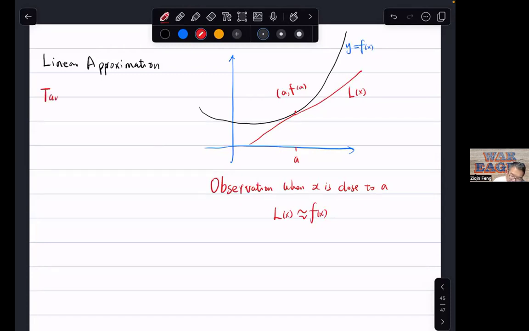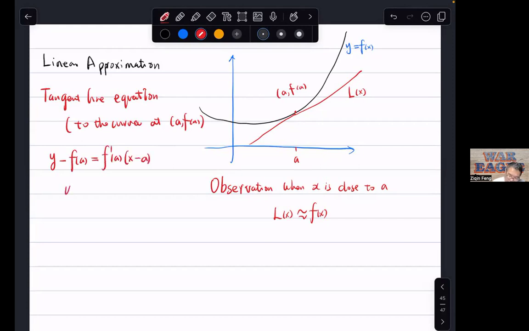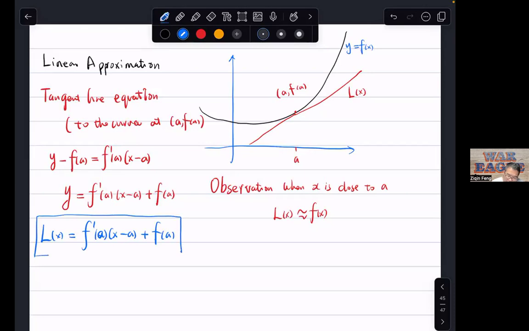The tangent line equation: this tangent line is to the curve at the point (A, f of A). That should be y minus f of A equals the slope f prime of A, times x minus A. Rewriting, y equals f prime of A times x minus A, plus f of A. This is the tangent line equation, and we give it a new name. We call it L of x, so L of x equals f prime of A times x minus A plus f of A.